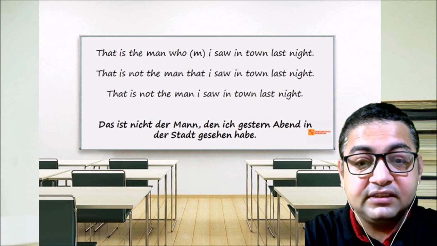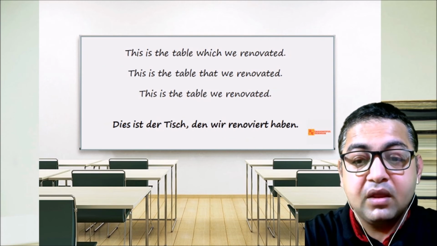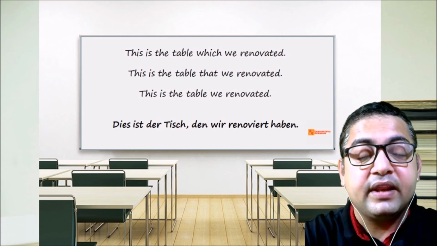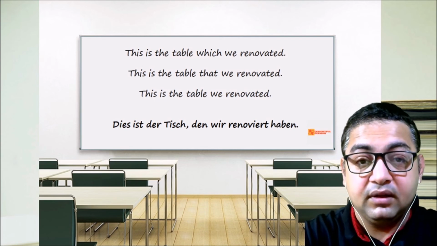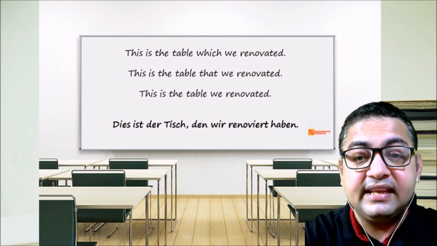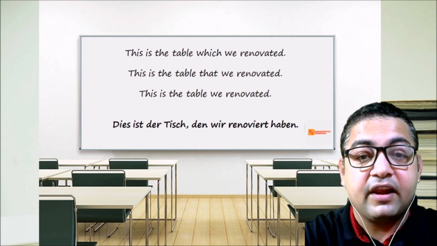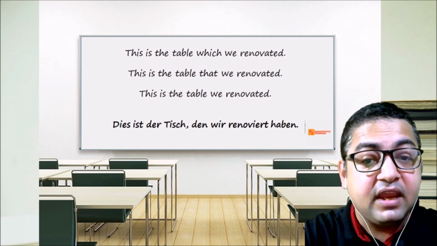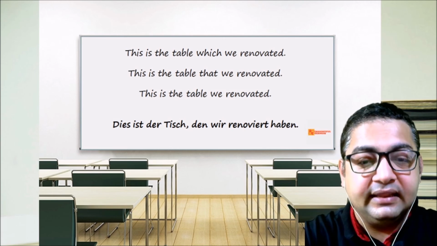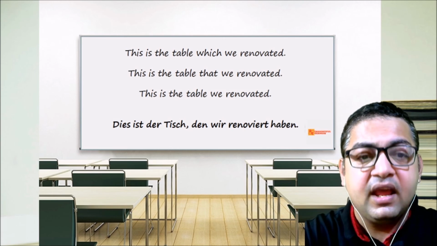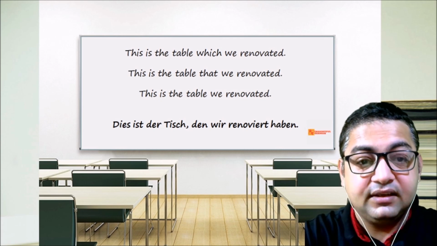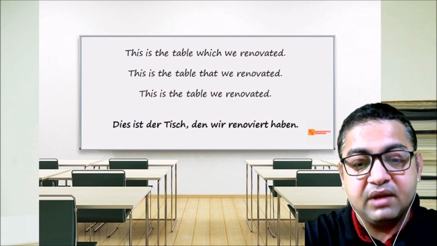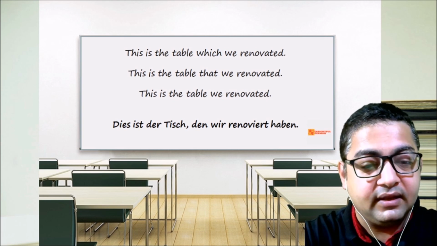The same applies to the next example. This is the table which we renovated. That is the table that we renovated. This is the table we renovated. Dies ist der Tisch, den wir renoviert haben. You must be careful with omitted that's in English. Often an omitted that is the subordinate conjunction dass, not a relative pronoun. But in German, omission is not possible in any case.